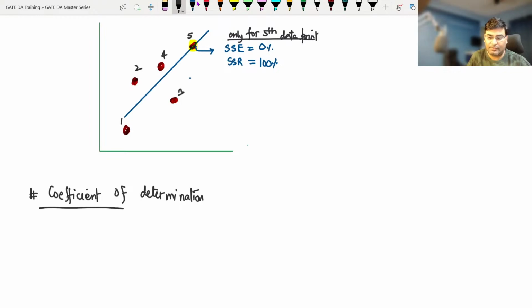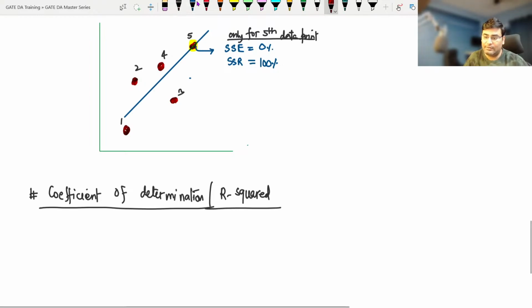Coefficient of determination, also called R squared, and the notation is R squared. Now, coefficient of determination is a measure that provides information about the goodness of fit, right?